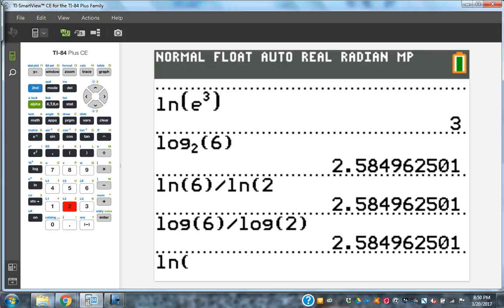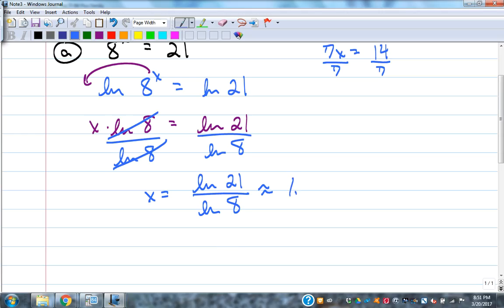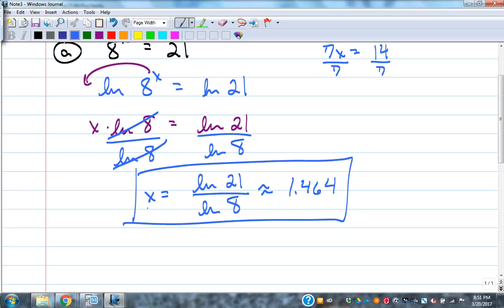So natural log of 21 divided by natural log of 8. Make sure you close those parentheses on that natural log of 21. And let's see, I think we're doing 3 decimal places on this one. Okay. 1.464. So our answer, there's an exact answer and a decimal approximation for that.